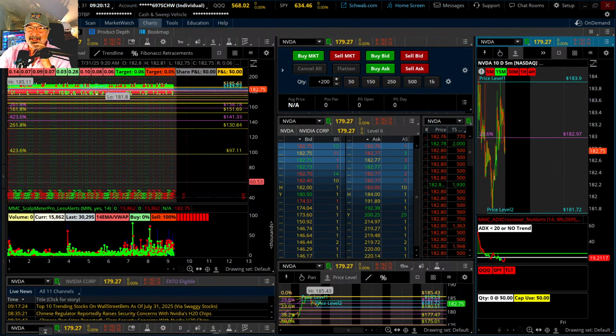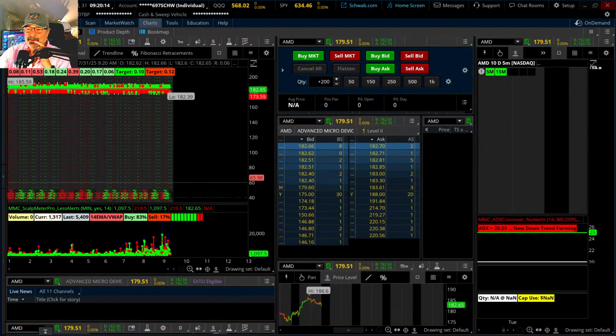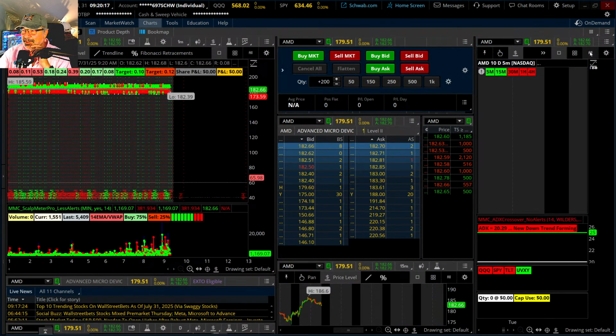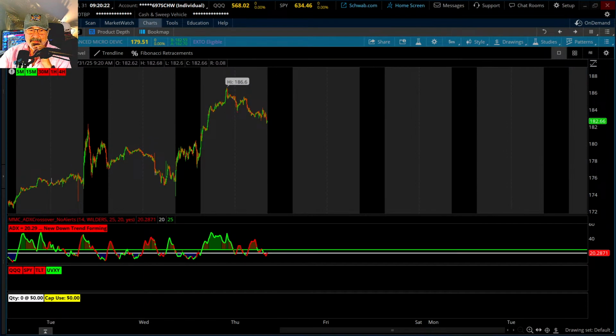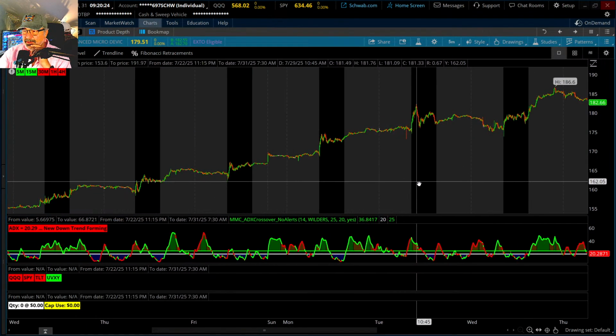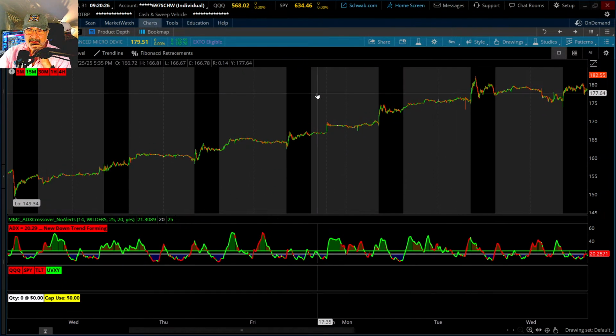So let's see. AMD was the other one. Now they're neck and neck in price, which is interesting, right? The value. Of course, NVIDIA has split so many more times, but where's the other? There it is.